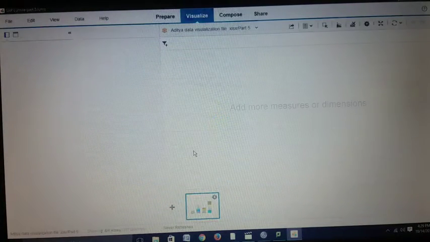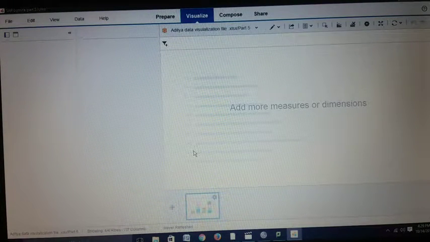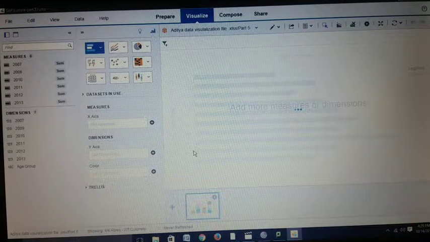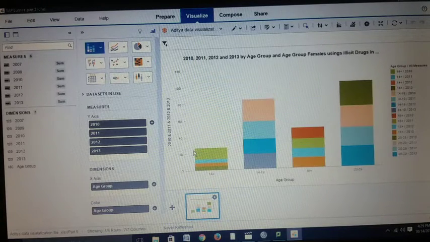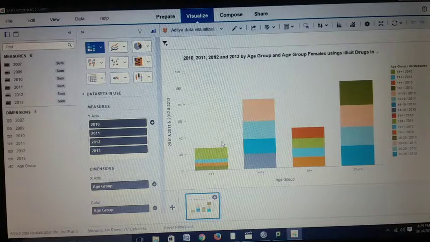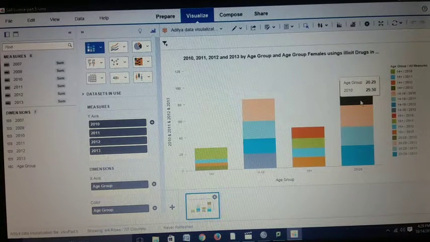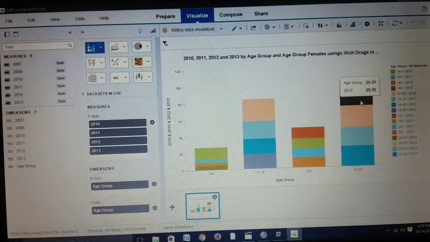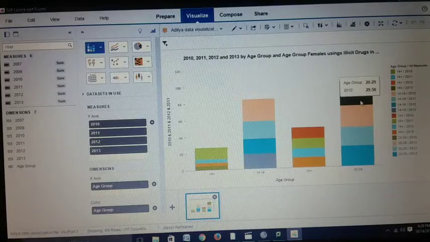Yes, the fifth chart shows the illicit use of drugs from the different age groups for the female. Earlier, I showed the chart for males, and now this is for the females. As you can see, the year 2010 showed a boom in the use of illicit drugs by females, which is the highest in the age group 20 to 29. The age group 20 to 29 used the highest amount of drugs in the year 2010 by the females.